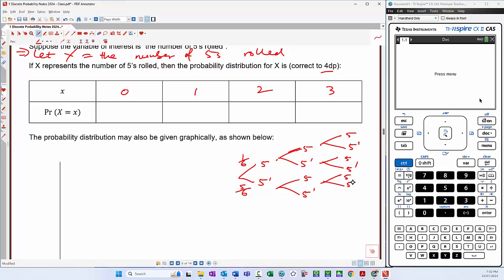You're probably watching me in double speed at this moment, so I'll stop talking and do this. Okay, so this is going to be 1 in 6, 5 in 6, because the events are independent.